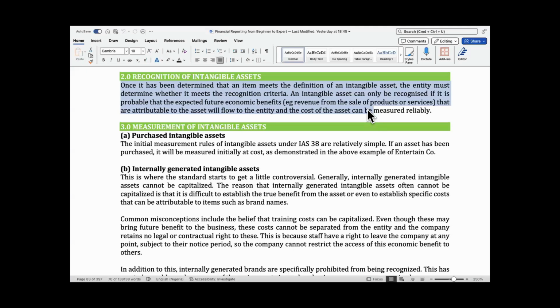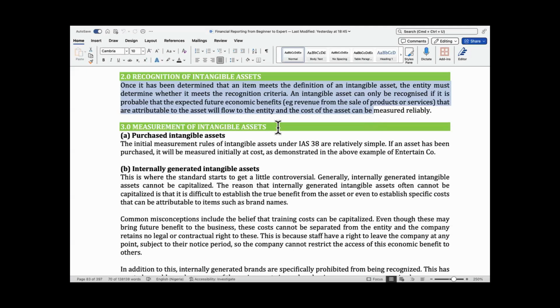And what's the recognition criteria for PPE? It is probable that future economic benefits attributable to the asset will flow to the entity. And number two, it must have a cost that can be measured reliably. It's the same. So if you remember that of PPE, you can easily transfer that knowledge to intangible assets. It's the same for the two.